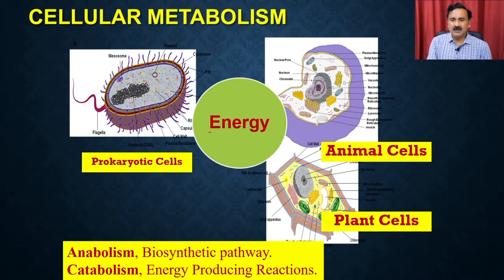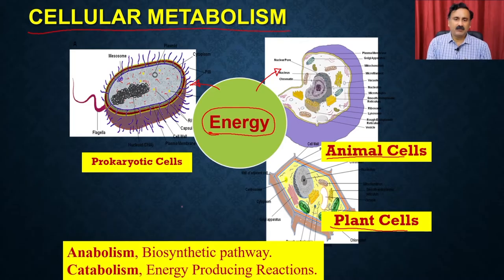With this brief discussion of the previous lecture, in today's lecture we are going to discuss how carbohydrates participate in energy production. Energy is the ultimate thing required for running the metabolic reactions, whether in a prokaryotic cell or a eukaryotic cell, an animal cell or a plant cell. When we talk about energy production, we are able to run the cellular metabolism.